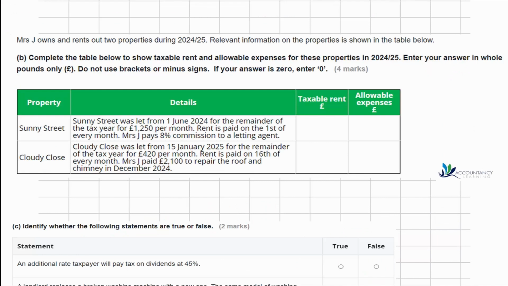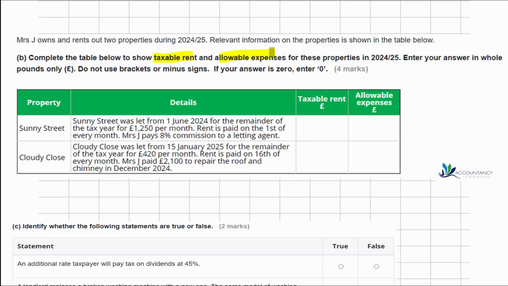For part B, we're looking at property income now. So Mrs. J owns and rents out 2 properties during the 24-25 tax year. Relevant information on properties is shown in the table below. So we need to complete the table below to show taxable rent and allowable expenses for these properties in the 24-25 tax year. And then as usual, enter our answer in whole pounds only. We shouldn't use any brackets or minus signs. Yeah, so for the expenses, we don't put any minus signs there. Remember, if you don't follow the instructions, then the computer-based exam software simply won't recognise your answer as being correct. And if we think the answer is 0, we should enter the number 0.